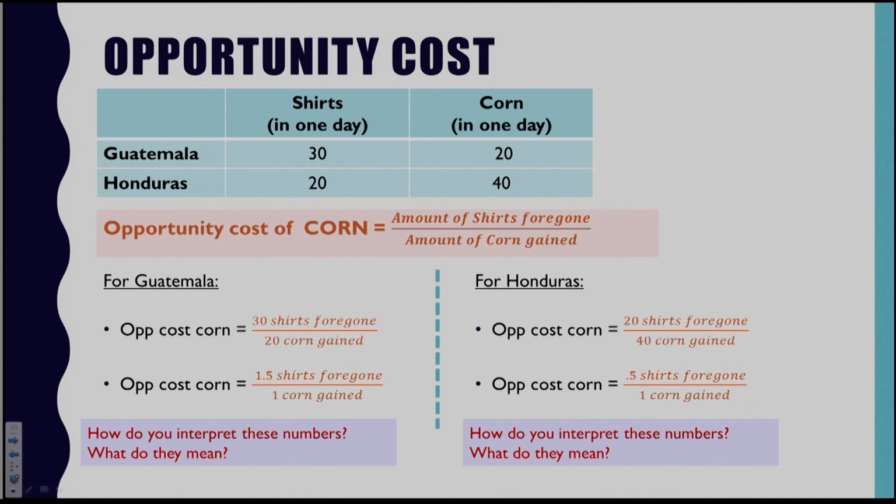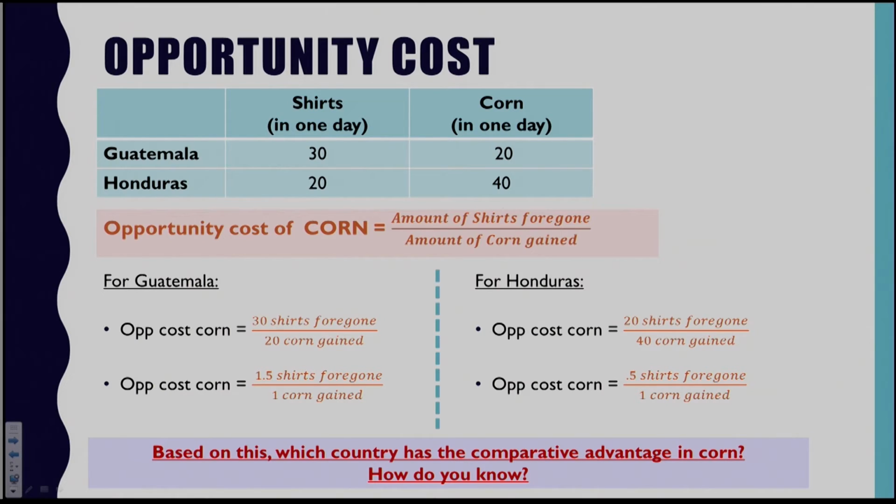All right, if you need more time, pause the video. I'm going to continue. So on the left for Guatemala, for every corn gained in Guatemala, Guatemala must give up 1.5 shirts. So they give up 1.5 shirts for every corn that they decide to produce. On the right, for every corn gained in Honduras, Honduras must give up half of a shirt. So Guatemala gives up 1.5 shirts, Honduras only gives up half a shirt. Clearly we see very different opportunity costs, and again, that's the point. That's going to help tell us who has the comparative advantage.